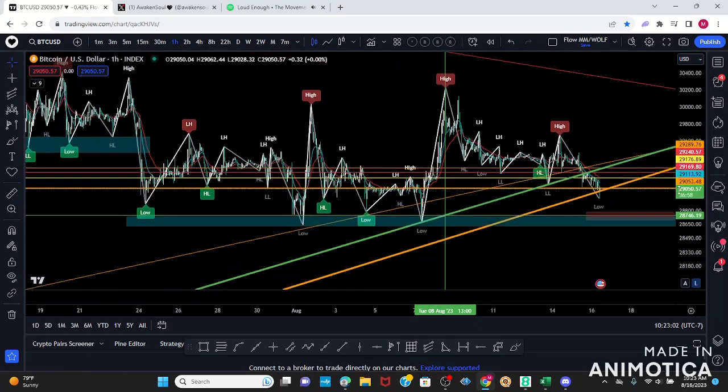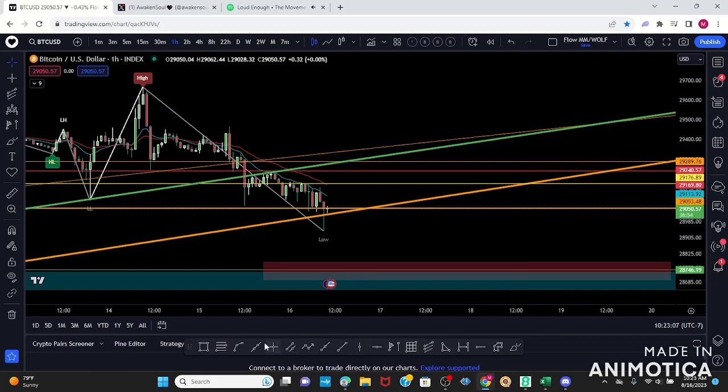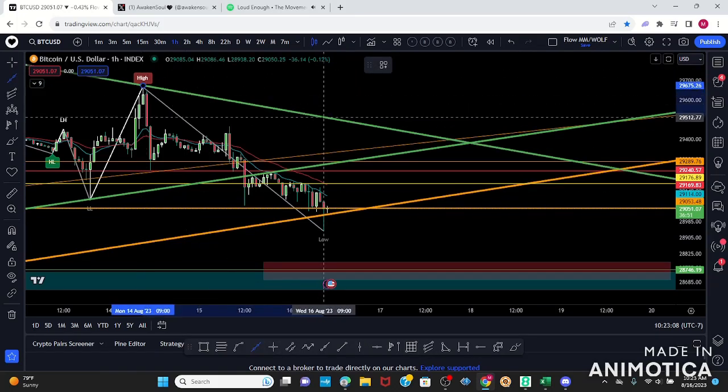Trying to understand the charts. Okay. So for me to take a long, I would want to see based on my strategy. You have to have a strategy.